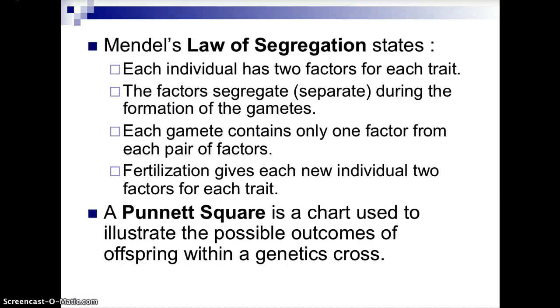A Punnett square is a chart that is used to illustrate the possible outcomes of offspring within a genetic cross. As we get into this next section of the lecture, I'm going to discuss it here on the lecture presentation. However, in class, we will go over multiple examples of illustrating Mendel's laws, the principle of dominance, the genotypes and phenotypes, and doing genetic crosses using Punnett squares. So this will be a kind of verbal introduction, and then we'll do hands-on stuff in the classroom setting.